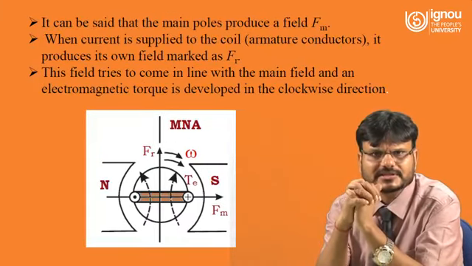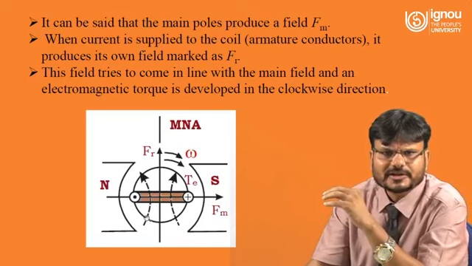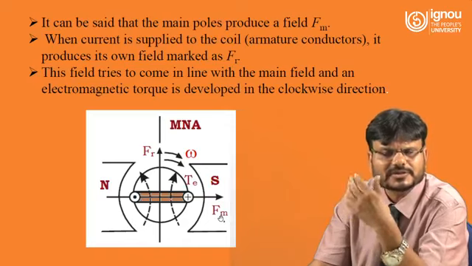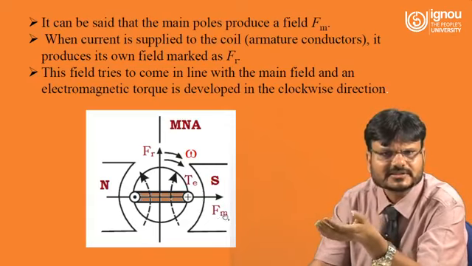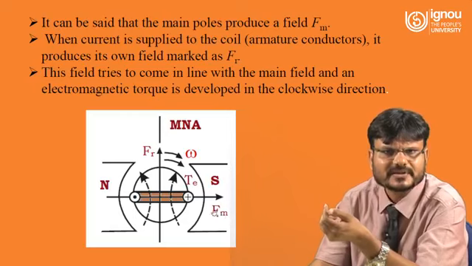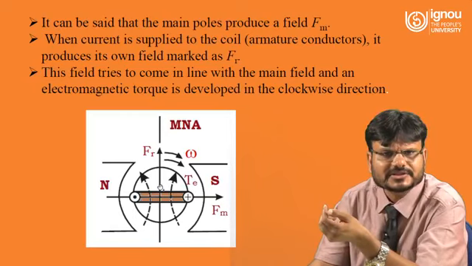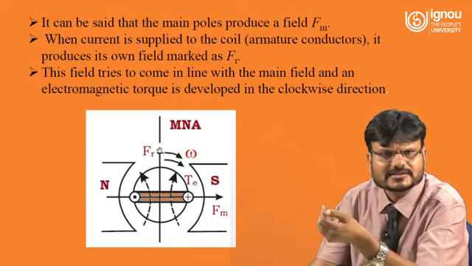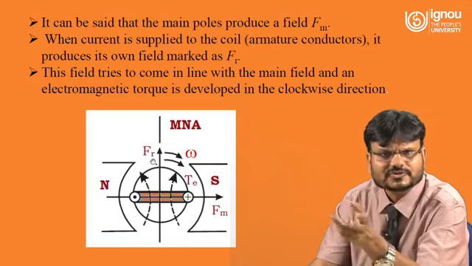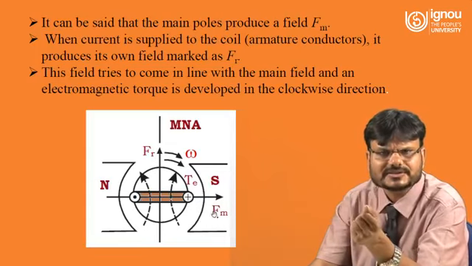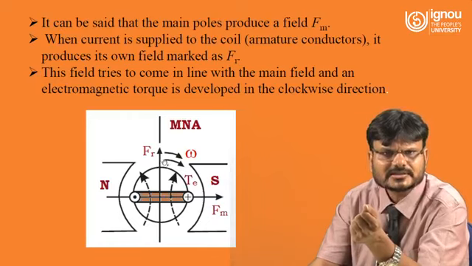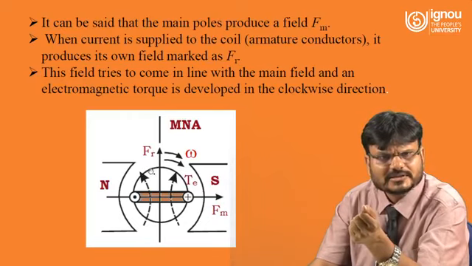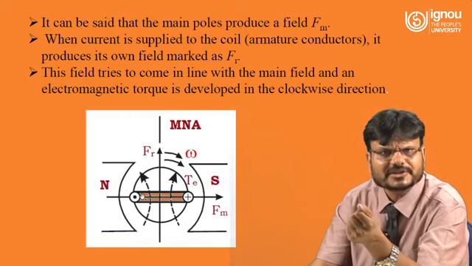Again here you can see the field produced by the magnet, which is denoted by Fm, or you can say this is the main field, that's why it is denoted as F suffix m. Another field is due to the current flowing in the armature conductor, and this is Fr, because this is produced by the armature conductor. So here there are two fields: one is the main field and another is produced by the armature conductor.